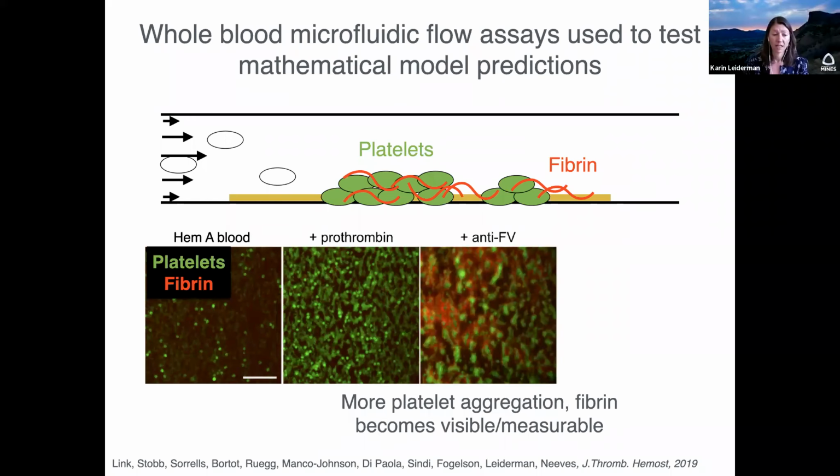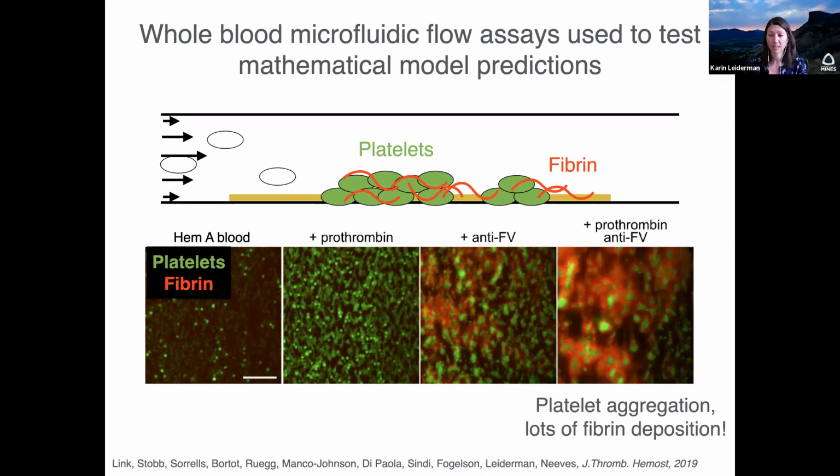Then with the addition of the anti-factor V function blocking antibody, this resulted in more platelet aggregation, and we start to see fibrin deposition become visible and measurable. And finally, with the addition of the antibody and prothrombin, we see larger platelet aggregates and a very increased level of fibrin deposition.